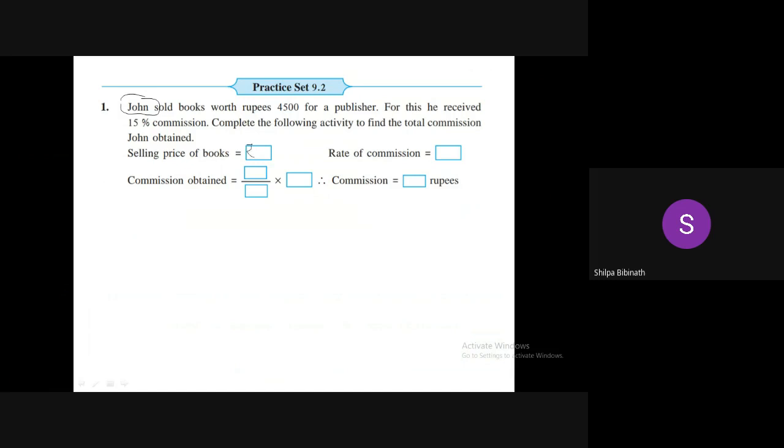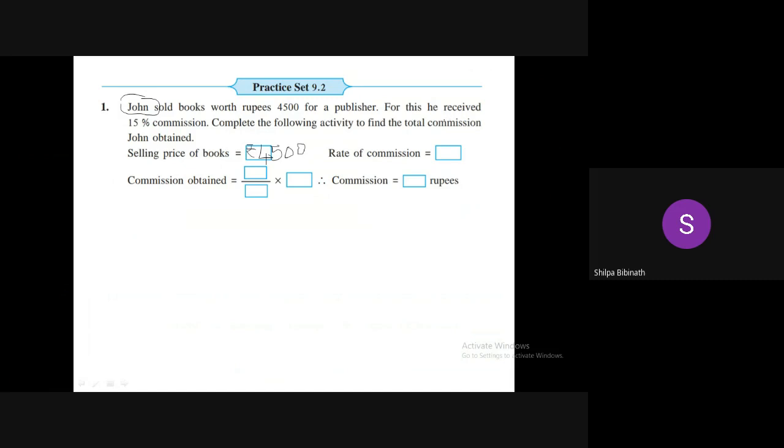So you have to write here. Now students, in your notebook, you have to write the entire sentence. Need not put a box. Write: selling price of books is equal to rupees 4500. Don't put a box; write the full sentence and don't write it in your textbook. Here we need to calculate, so it is better you do it in your notebook. Selling price of books is given as 4500.